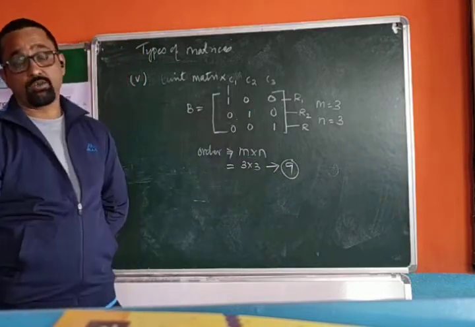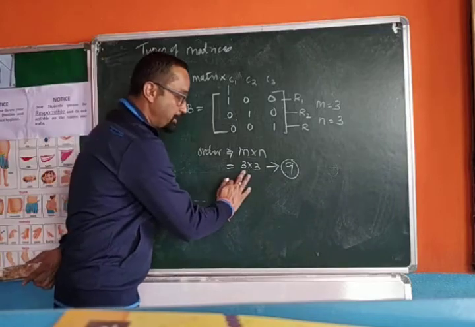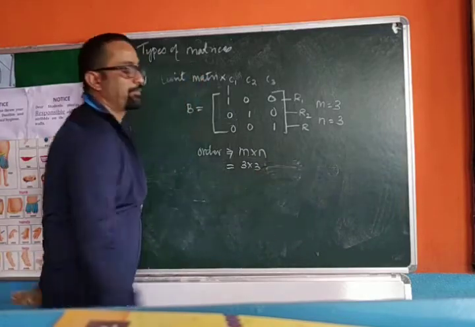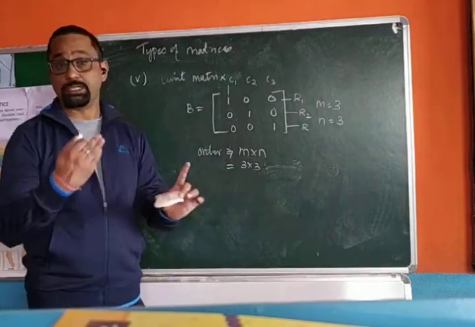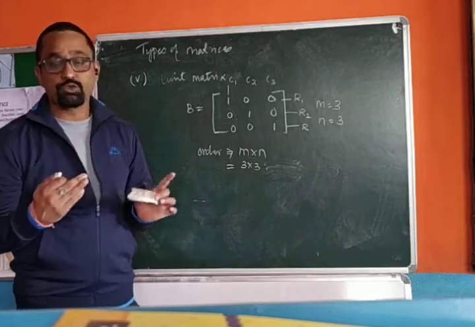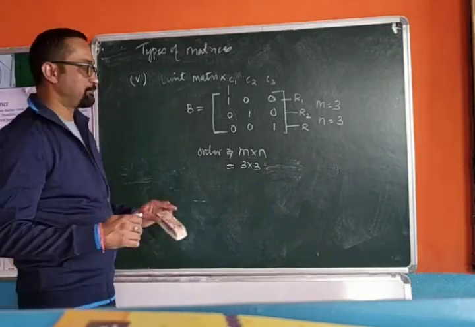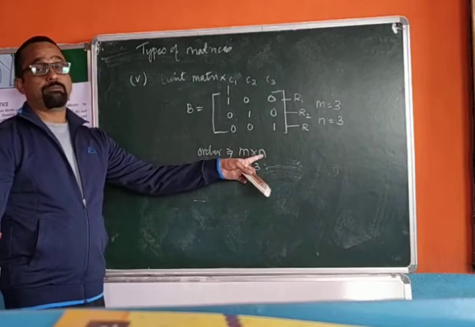When you calculate the order, you need not multiply; you have to leave it like this. 3 cross 3 or 3 by 3 will give you the order of the given matrix. Row multiplied by column.